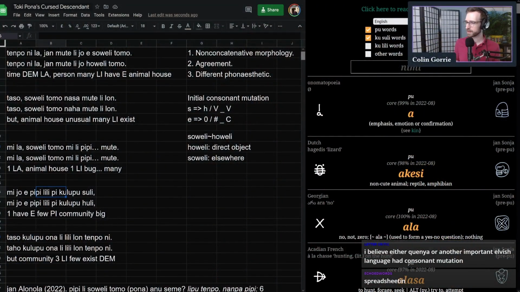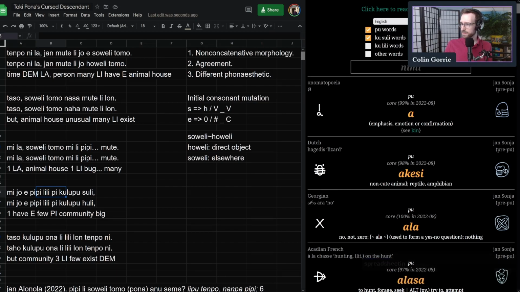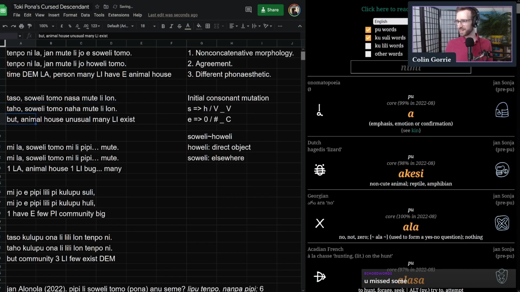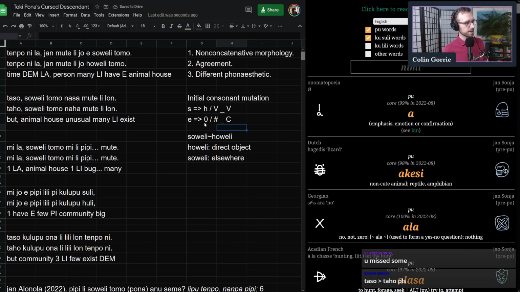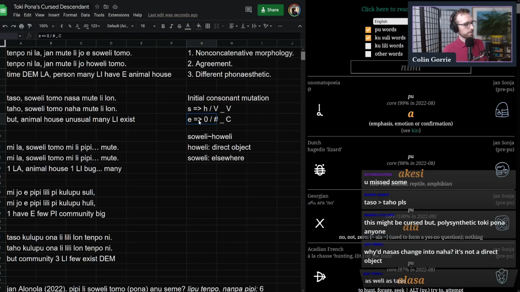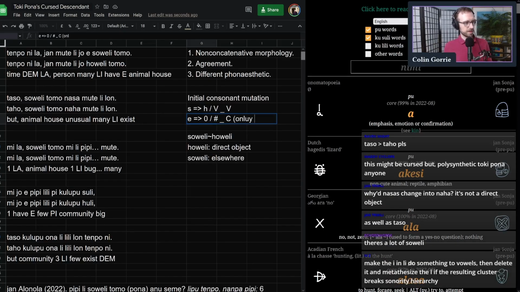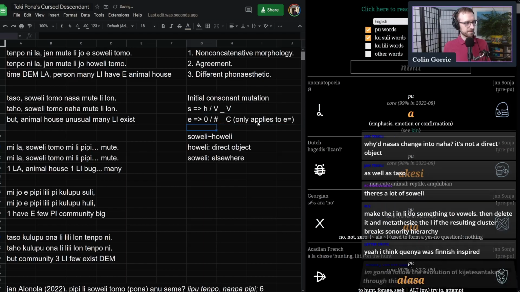All right. I believe Sindarin has consonant mutation because Sindarin is very Welsh influenced. I don't know about Quenya. I don't think it does. All right. Did I miss another tasso? I did. Thank you so much. Who said that? Max. And Echo. All right. So that's our first thing. And this only applies to A as the proclitic. It's not a general phonological rule.